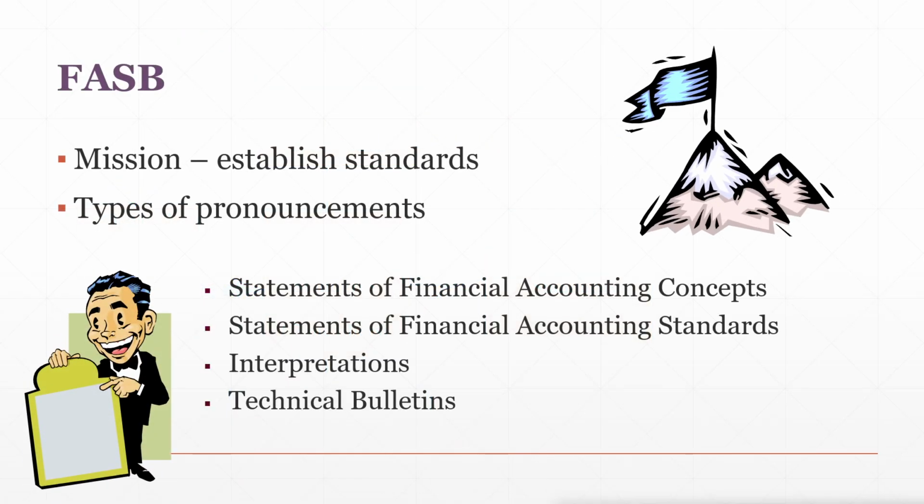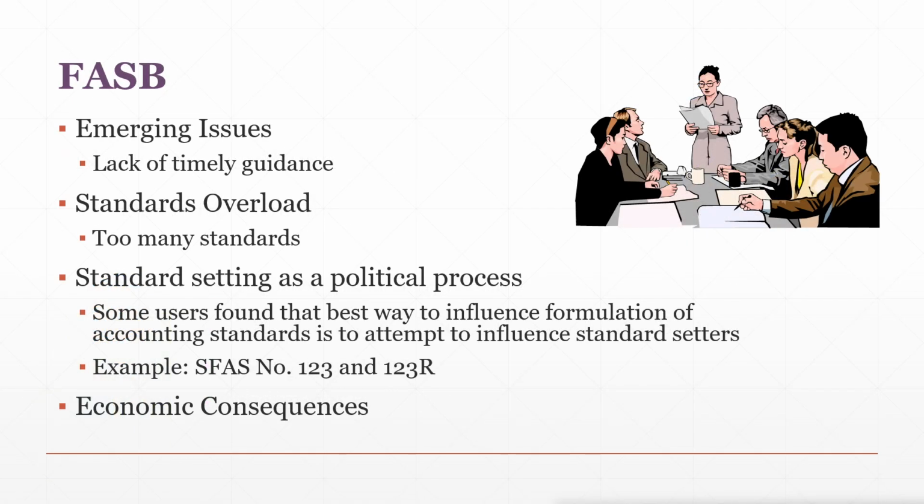Their mission was to establish standards, and they had different types of pronouncements: statements of financial accounting concepts, statements of financial accounting standards, interpretations, and technical bulletins. They worked on emerging issues, wanting to make up for the lack of timely guidance. They had problems though, like standards overload. There were too many standards. So how do we pare this down?